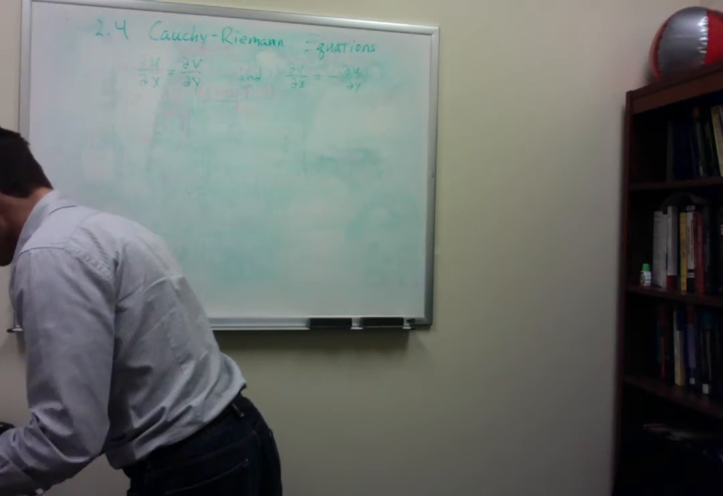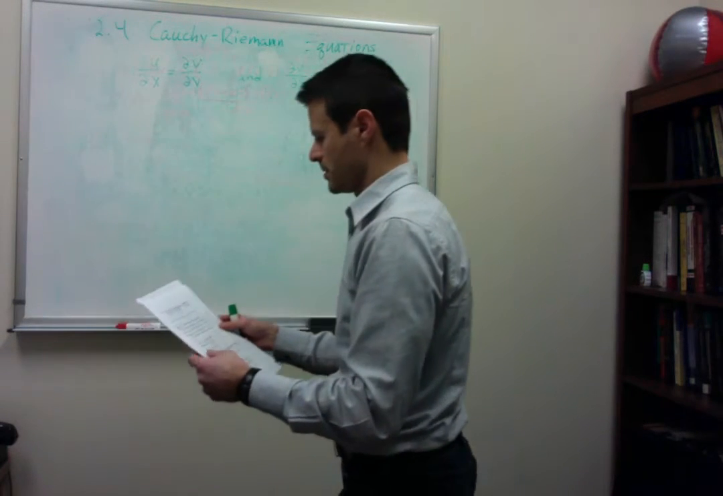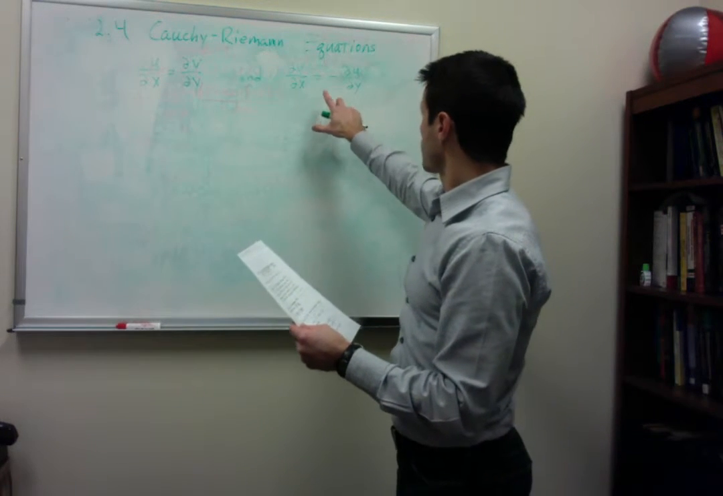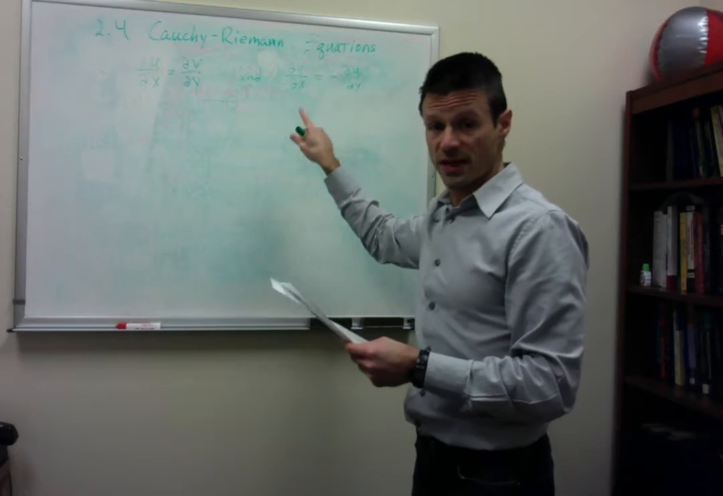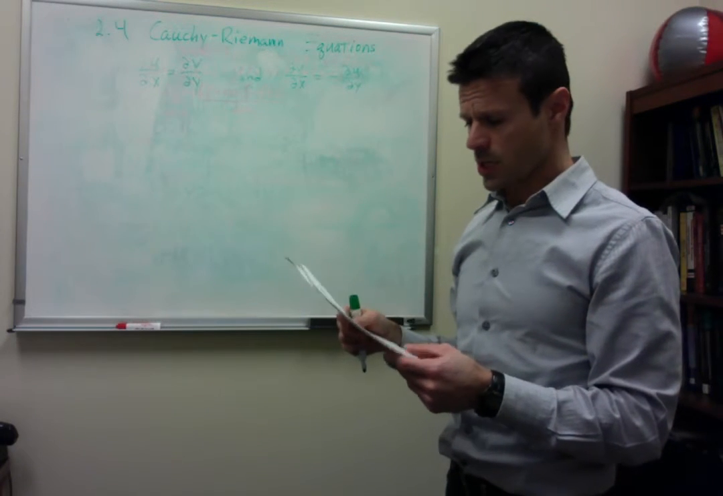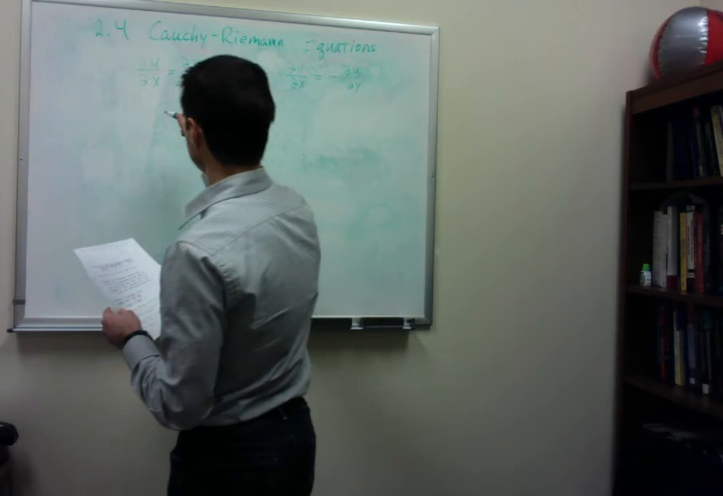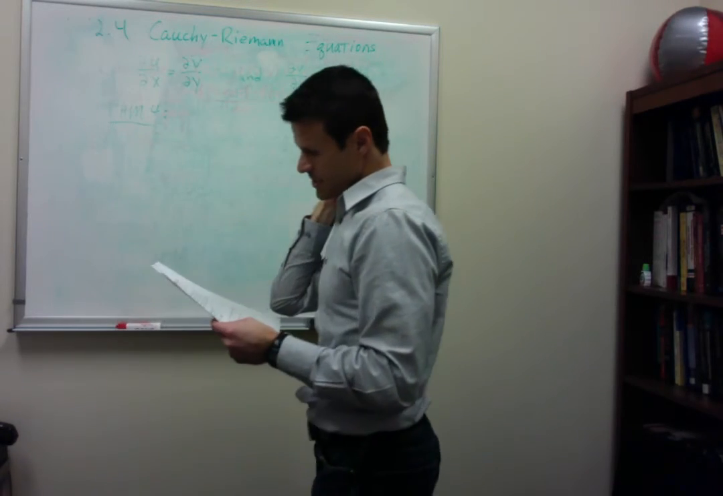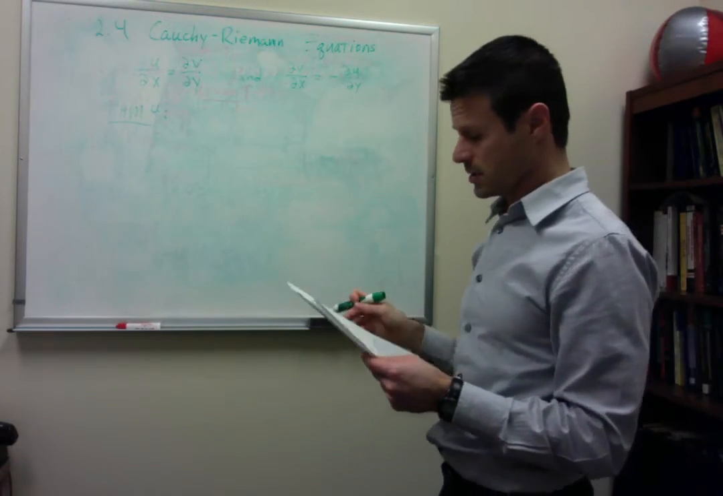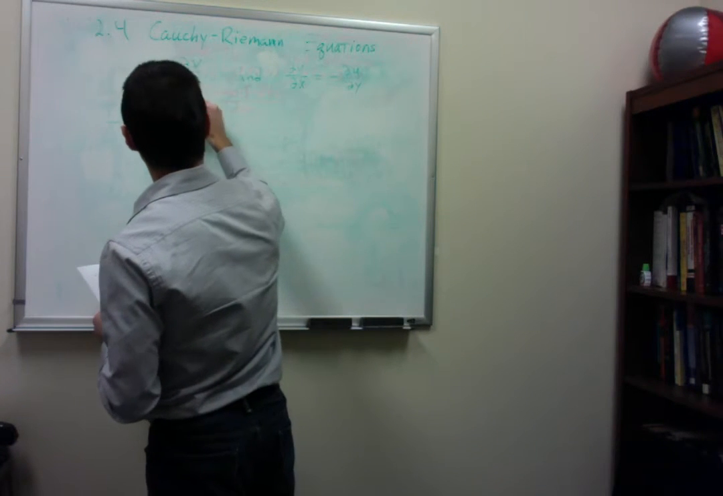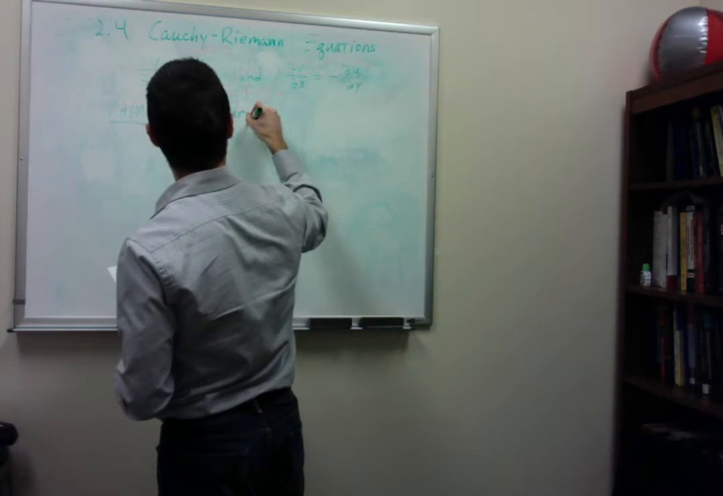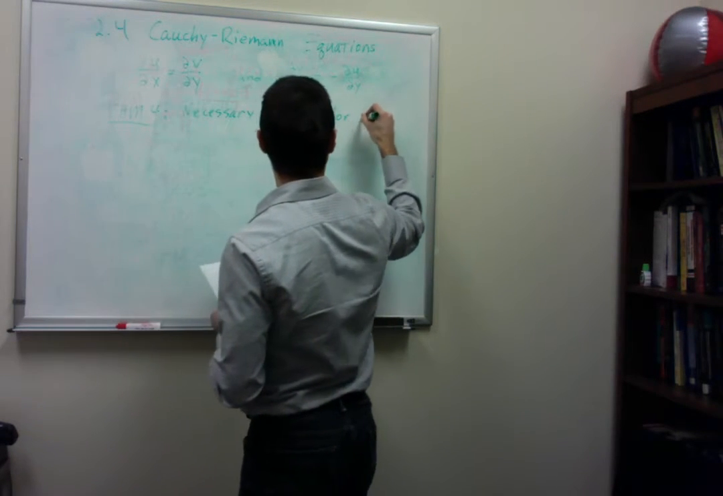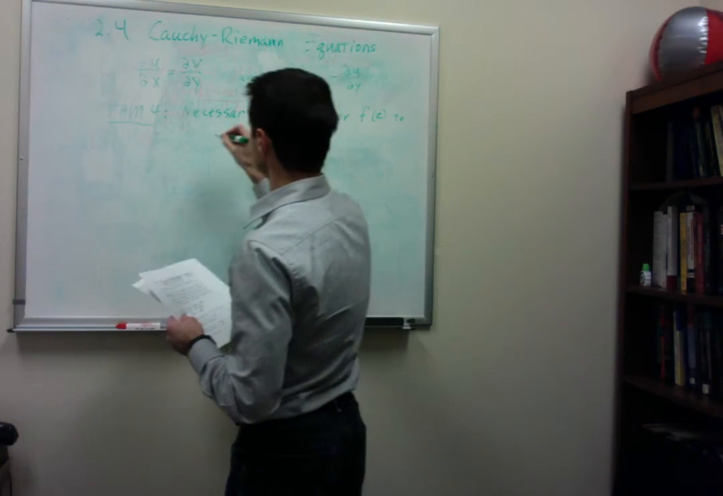Okay? So from this derivation, let's now write down our theorem. Basically what we've shown is that these equations, the Cauchy-Riemann equations, must hold if f is differentiable. And so from what I just stated, we can write down theorem 4. Theorem 4 gives us a necessary condition for a function f to be differentiable.